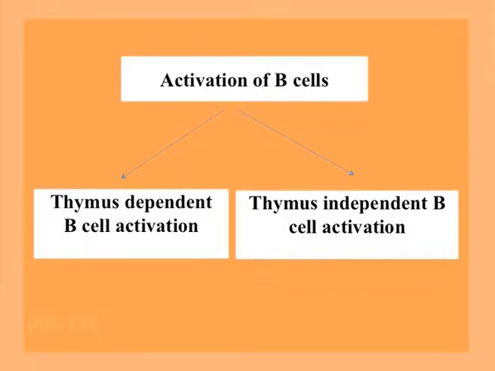Now, B cells can be activated in two ways. B cell activation takes place in the presence of an antigen. The activation can be thymus dependent or thymus independent. Thymus dependent means that activation of the B cell needs direct help from Th cells.